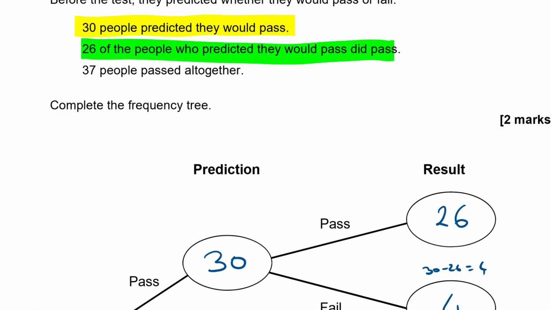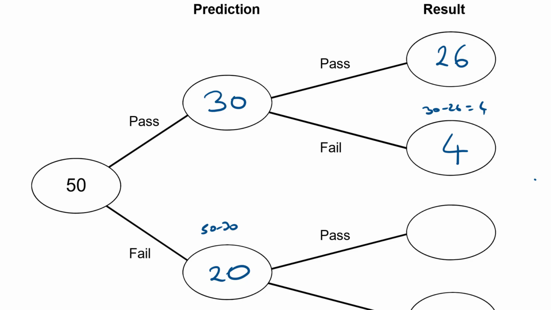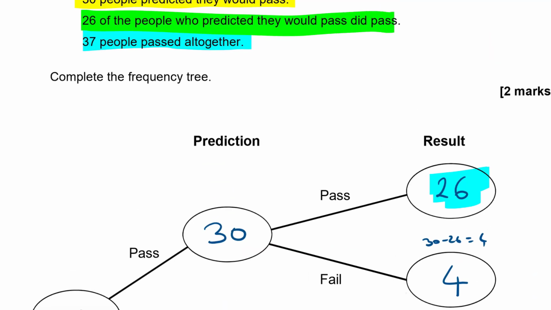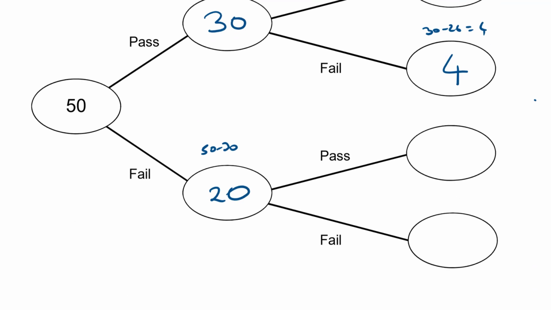And then finally 37 people passed altogether. So I know that 26 people passed up here, and I know that 37 people passed altogether. So 37 subtract 26 is the number of people who passed who thought they were going to fail then. So 37 subtract 26 is 11. So if 20 people thought they'd fail but actually passed, that means 9 people who thought they failed did fail. 20 subtract 11 is 9, isn't it?